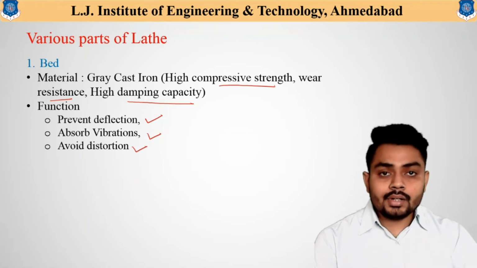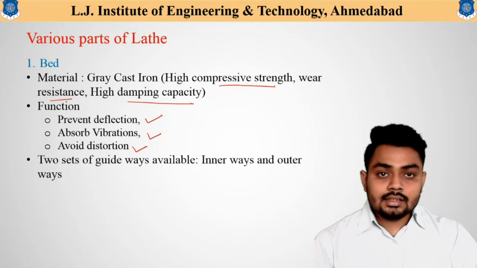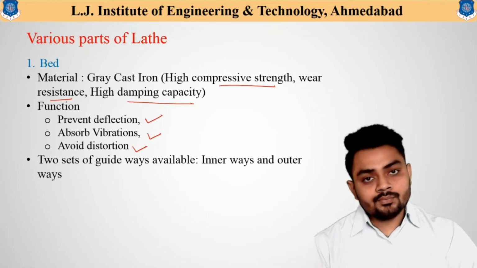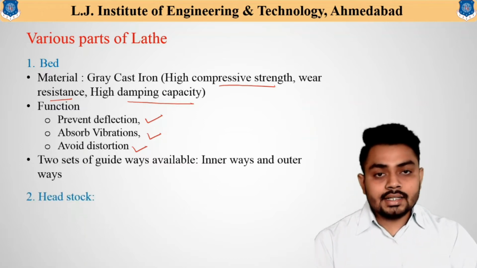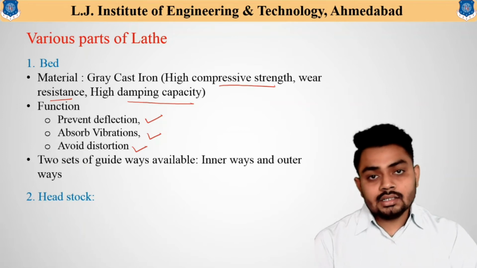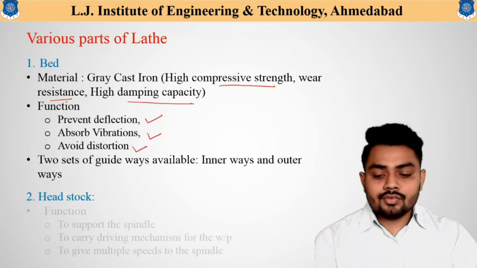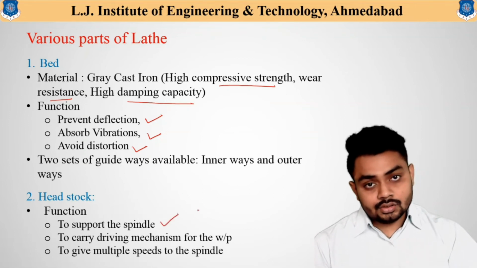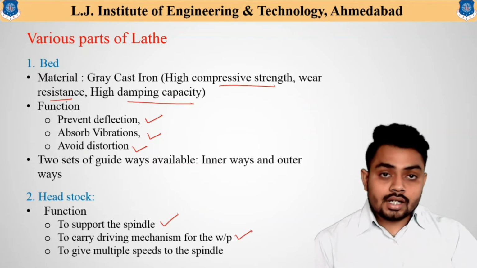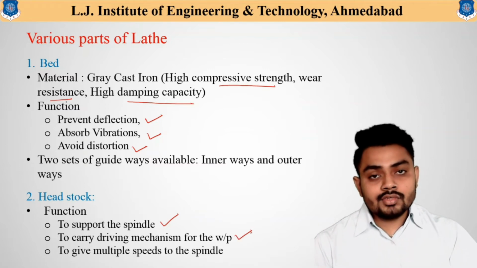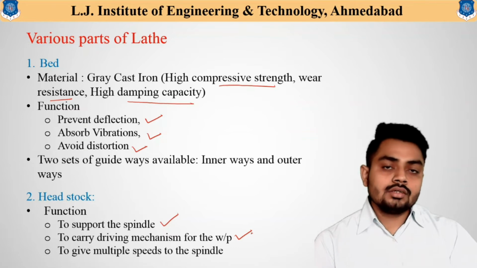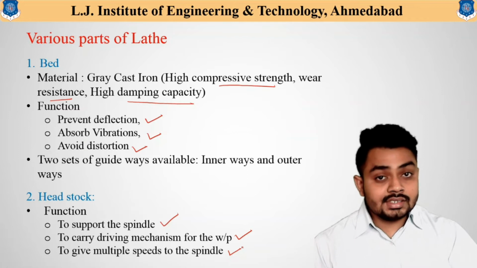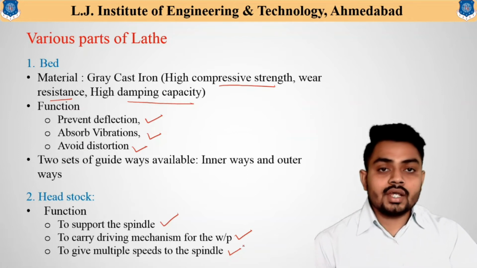Now the next important parts are the main guideways and outerways, which are also part of the bed. Now the next important part is the headstock, and this headstock is helpful to support the spindle. This is the first function of the headstock. Similarly, it is also helpful to carry the driving mechanism which provides the motion to the workpiece. This headstock also consists of different mechanisms which provide multiple variations of speed to the spindle.